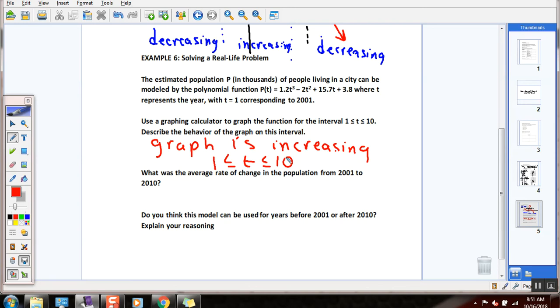Okay. It says, what's the average rate of change? What's this mean right here, kids? Again, we've talked about this a lot. Average rate of change simply means find the slope. Okay, it says from time 2001 to 2010.